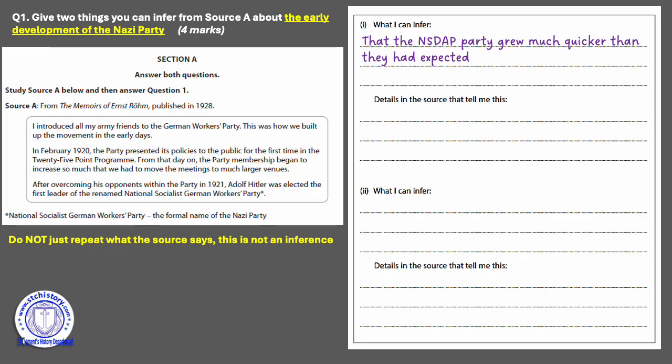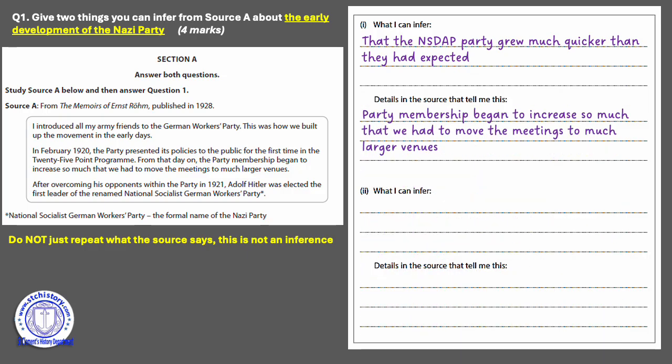So for the first example, I have put that the inference is that the NSDAP grew much quicker than they had expected it to. And then the detail that I've picked out is that it says party membership began to increase so much that we had to move the meetings to much larger venues. And the reason why I think that's an inference is because if they expected to get the crowds they did, they would obviously have booked those larger venues in the first place.